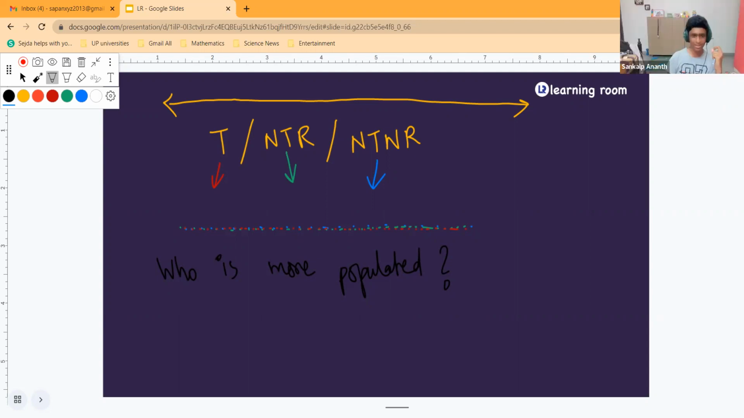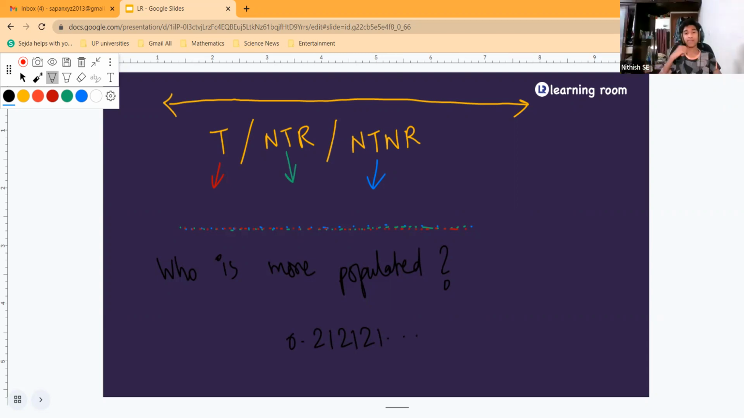I still don't get it, sir, because you said infinite is not a number, it's just a notation. Yeah, it's a notation. Just like you say 0.212121, this is a non-terminating recurring number, right? Green. So on the number line, it will look like a green dot somewhere. Getting it? Yes, sir.